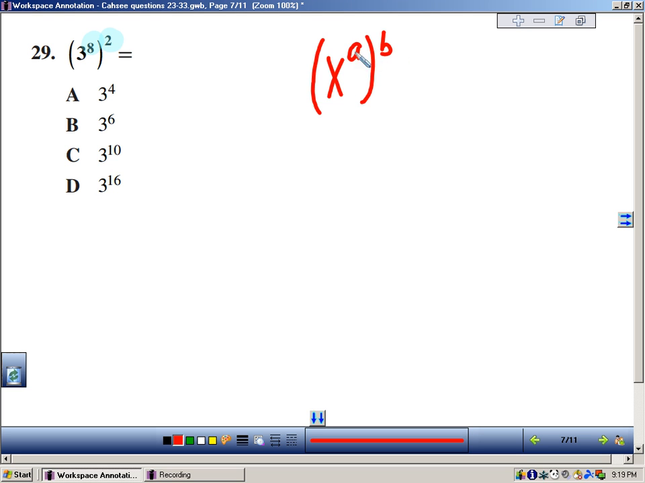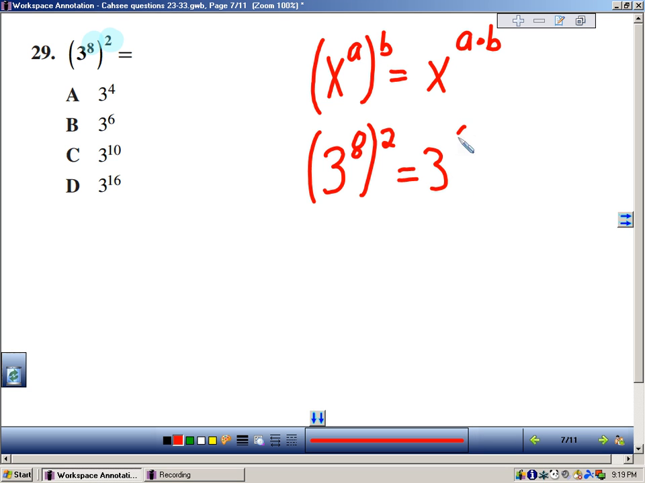Powers are separated by parentheses, a grouping symbol. And so we end up with x raised to the a times b. That's the product of the exponents. So knowing that, I can look at this expression and I now know that I'm going to multiply 8 and 2. And 8 times 2 is 16. And this becomes the answer.